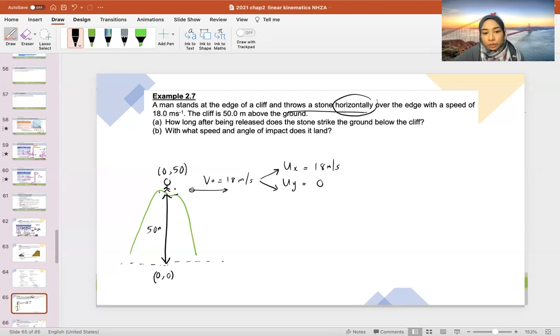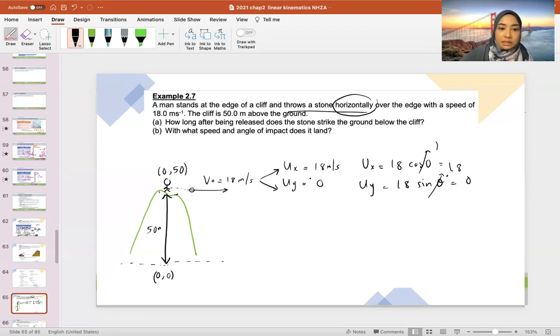Kita baling stone, 50 meter, 18 meter per second. Angle dia kosong because it is projected horizontally. Macam mana saya tahu angle dia kosong? This is our x-axis. Dia baling macam ni. What is the angle with respect to the x-axis? It's 0. Tak ada angle. Okay. So ux is 18. Macam mana saya tahu 18? The angle is 0. Ux is 18 cosine 0. Cosine 0 is 1. So you get 18. What about uy? Uy is 18 sine 0. This guy is 0. So you get 0. Okay. So projected horizontally, it's 18 in the ux.